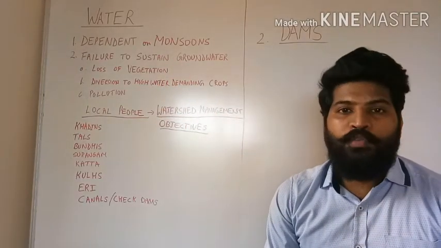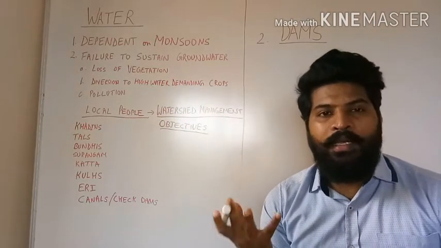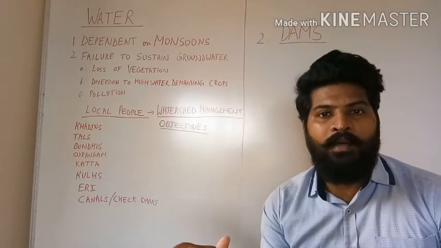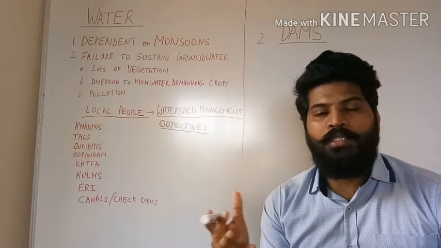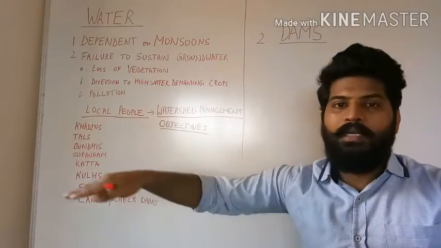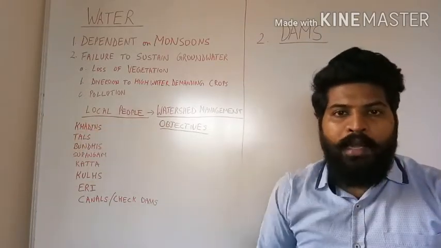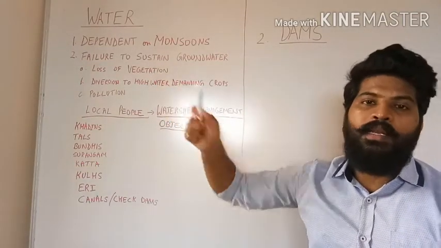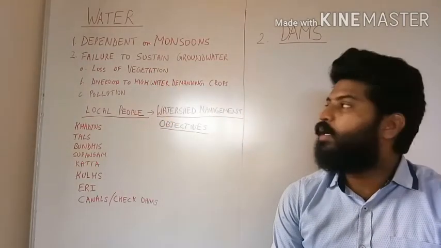One is loss of vegetation, which is basically destruction of forests and other grass cover on the land. Because of this, the water simply runs off instead of percolating inside. So, destruction of forest can lead to reduction in the groundwater level.